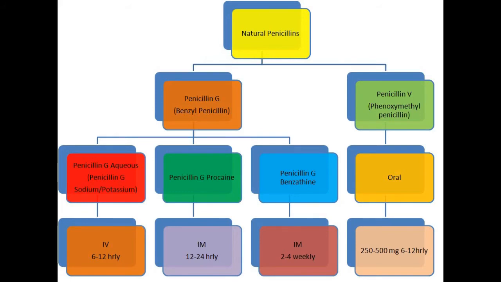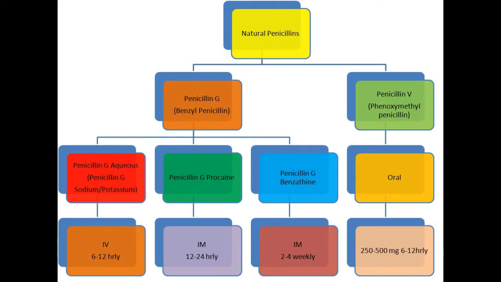Most of the time we are confused about what is G penicillin or what is V penicillin. So basically, V penicillin, or phenoxymethyl penicillin, is the penicillin which can be used orally. And penicillin G is used either intravenously or intramuscularly. Penicillin G was initially developed, and later penicillin V was developed.